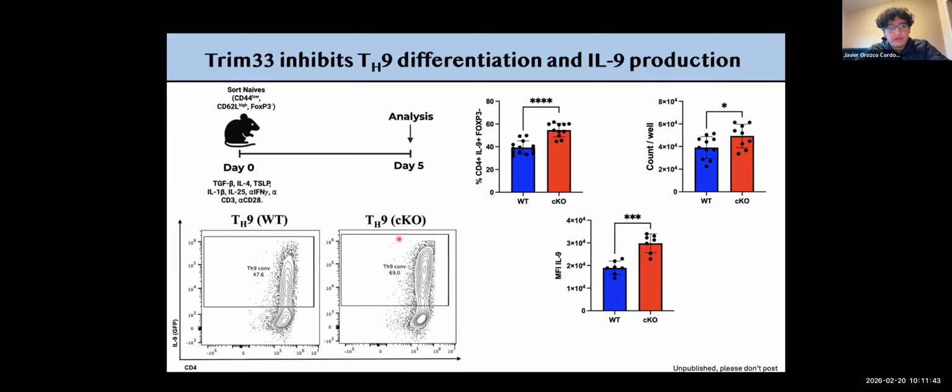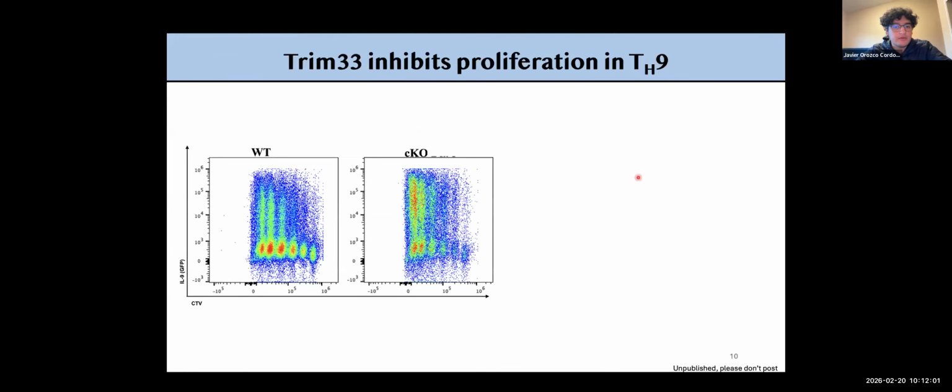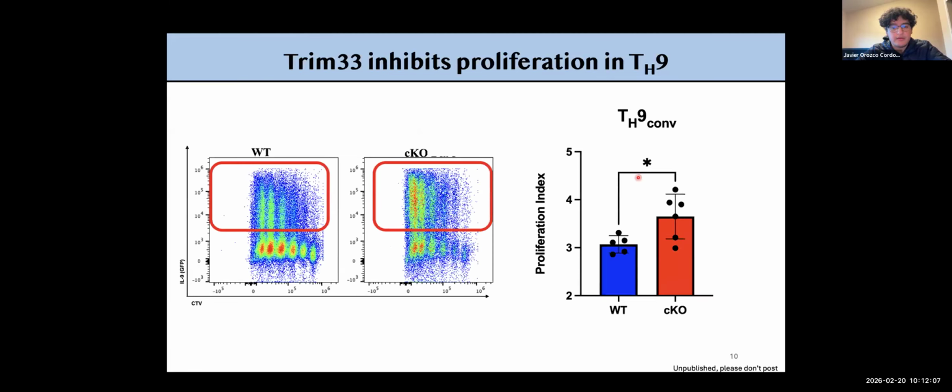So with this, we concluded that TRIM33 is inhibiting somehow the Th9 differentiation and IL-9 production, and with other experiments, we also proved that it limits the acquisition of this phenotype throughout the time. So in order to understand why we have more differentiation and more numbers of these cells, we evaluate proliferation as the main responsible of this phenotype, specifically on the Th9 population, and indeed we found a higher percentage, a higher index related to proliferation in these cells.